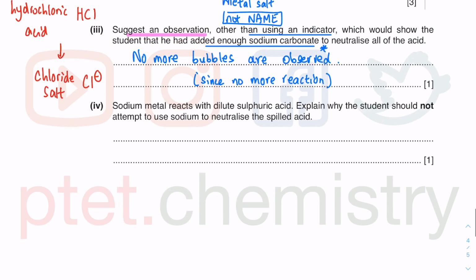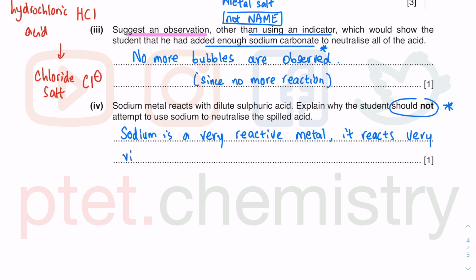Last but not least, sodium metal reacts with dilute sulfuric acid. Metal can react with acid to give you metal salt and hydrogen gas. Why should you not? It's not that it's not reactive, it's just that sodium is a very, very reactive metal. You will learn more about these in the metal topic not very long from now. Sodium is a very reactive metal. It reacts very violently, very vigorously, very dangerously. You can use any of these words.